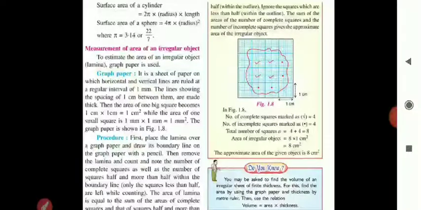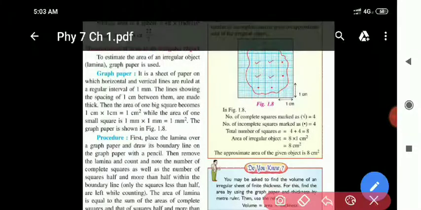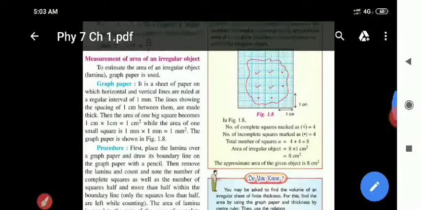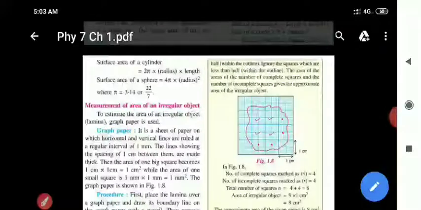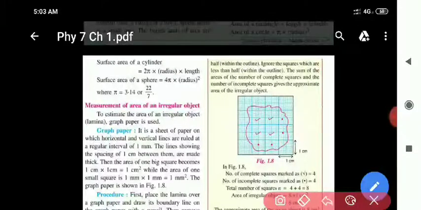Surface area of cylinder, 2 pi into radius into length. Surface area of sphere, 4 pi into radius square. See, it is given here. Now, how to measure the area of an irregular object?